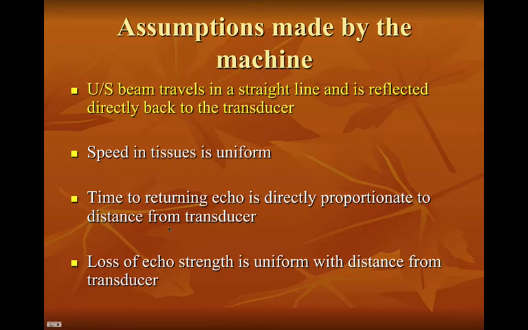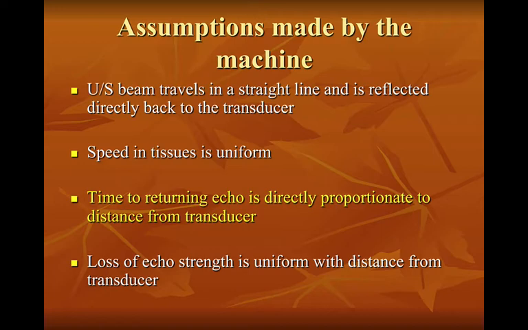Now, assumptions have to be made by the ultrasound machine in order to produce the image. The first of these is that the ultrasound beam travels in a straight line and is reflected directly back to the transducer. And you'll discover through this little lecture that that's not always true. The next assumption is that the speed of ultrasound in tissues is uniform. The next assumption is that the time of the returning echo is directly proportionate to the distance from the transducer.